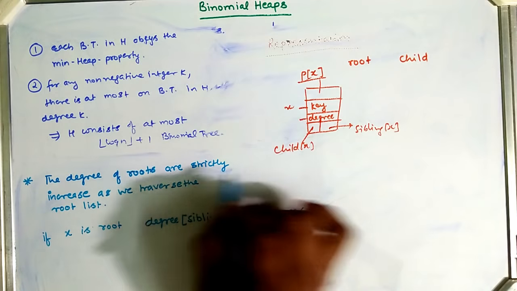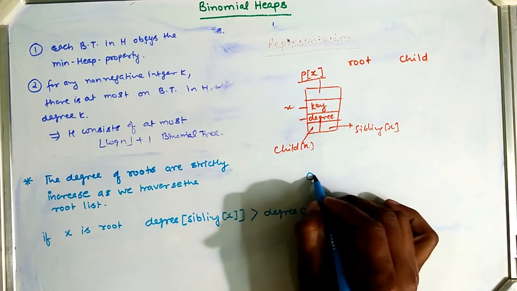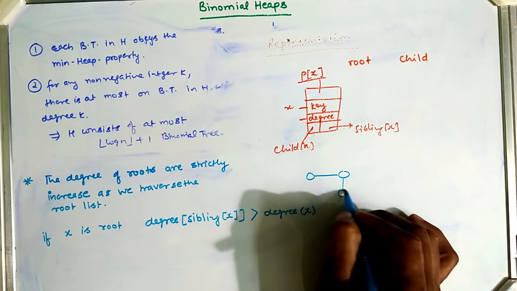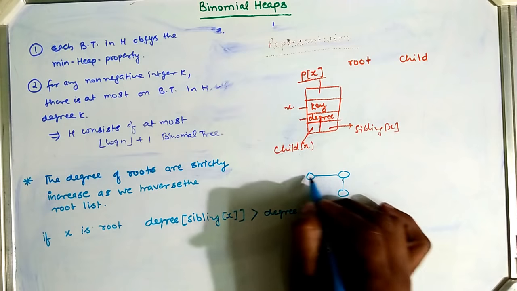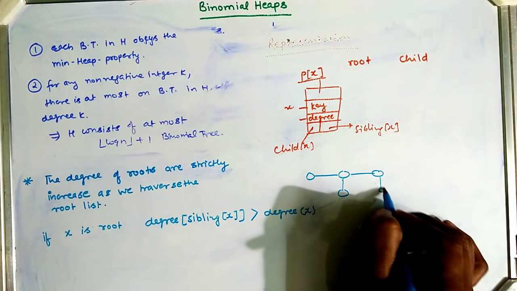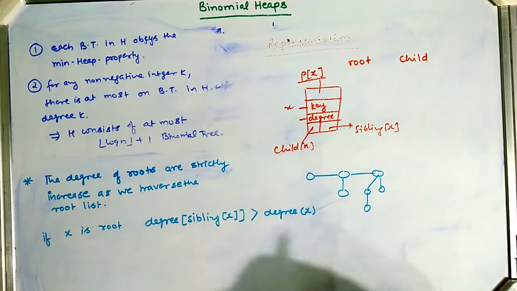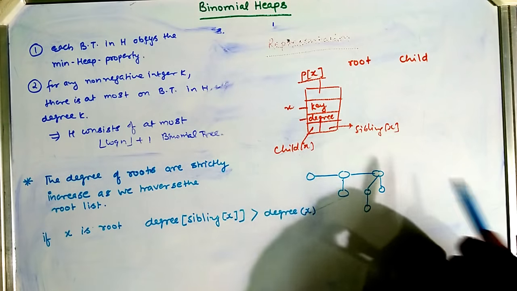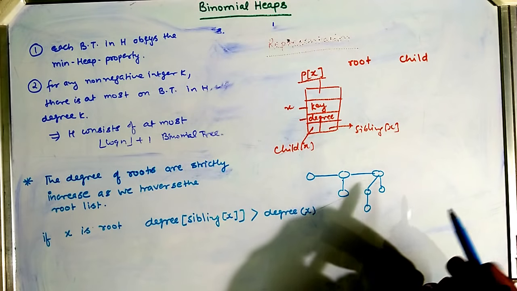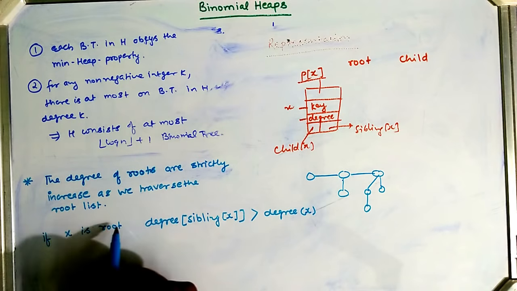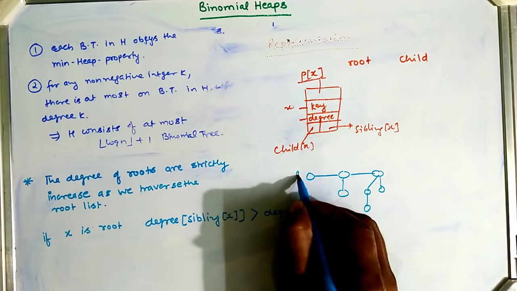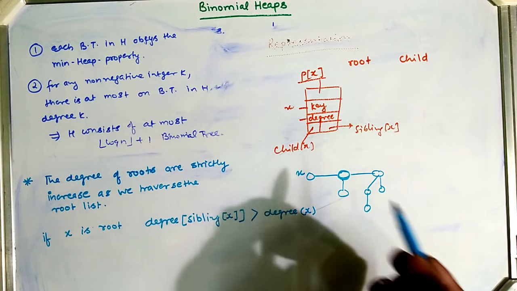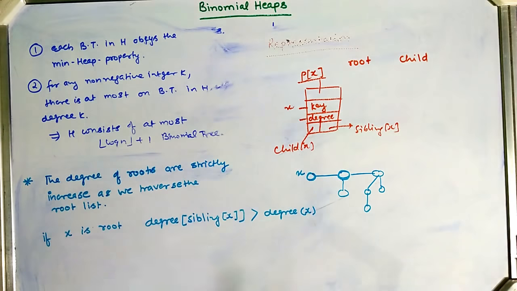So this point says that your root list is always like this: the first node has degree 0, the second node always has a greater degree than the first node, and the third node always has a greater degree than the second. So the root list is strictly in increasing order of degree as we traverse it. By this property, if x is a root, then the degree of the sibling of x, meaning the degree of this node, is always greater than the degree of x.